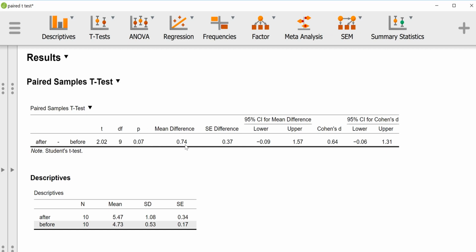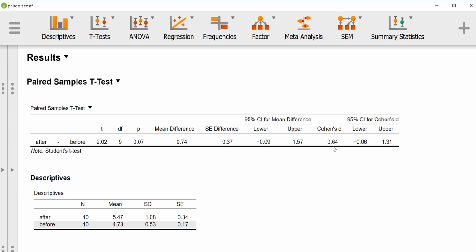And the difference between the means is 0.74. The standard error of that difference, how much difference we would expect by chance, is 0.37. And we see that our confidence interval for the difference between the means ranges from negative 0.09 to 1.57. So that includes 0. So that's another indication that we cannot reject the null hypothesis here, despite the fact that we have a pretty large effect size, Cohen's d.